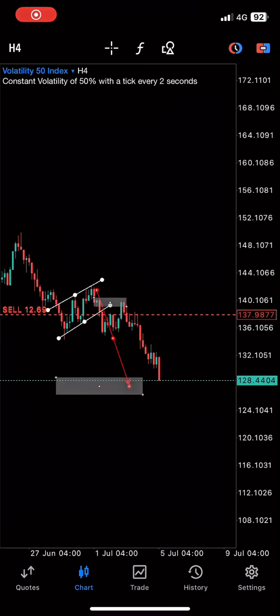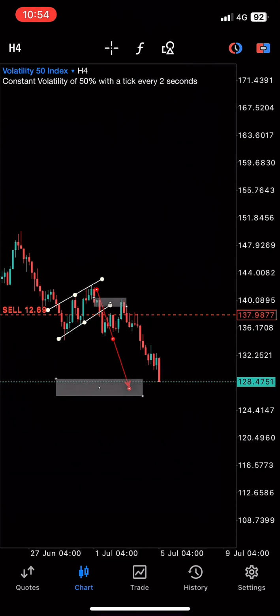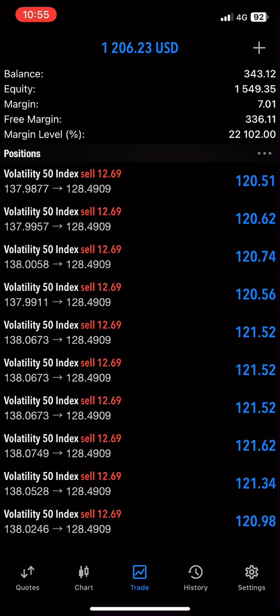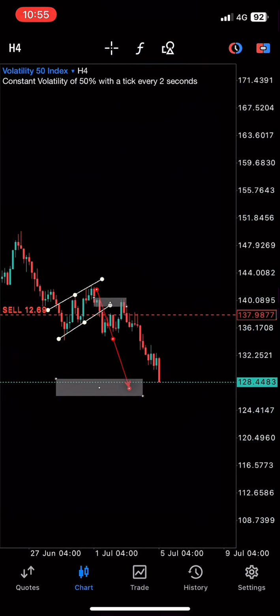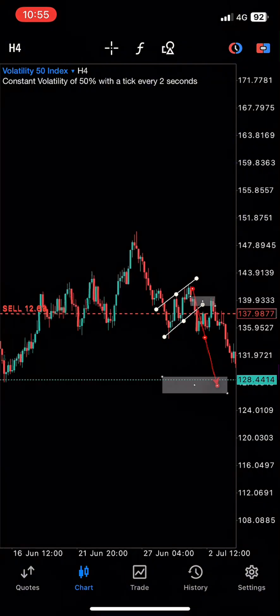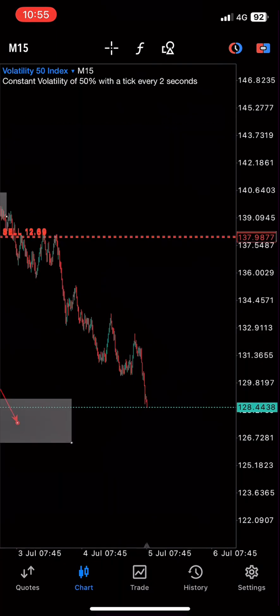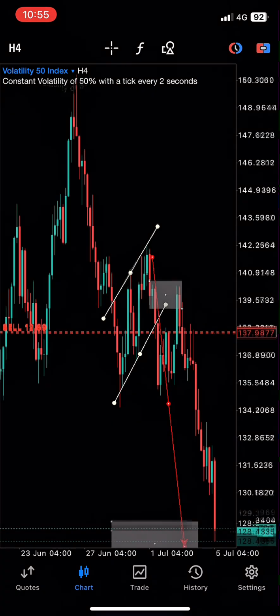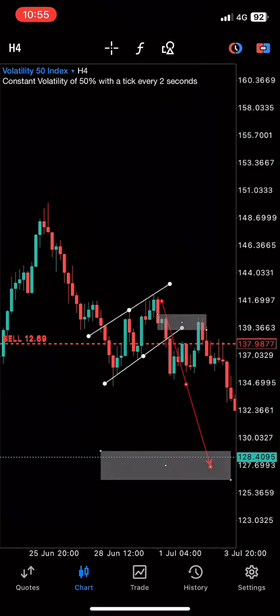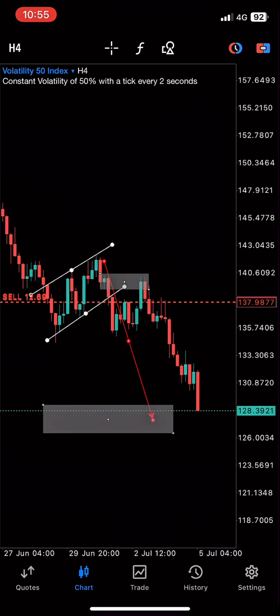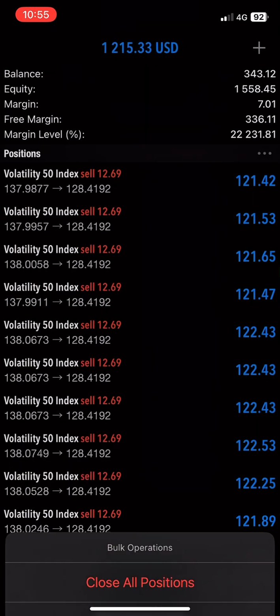So now we see the price reached the shadow zone, and now we're at a profit of $1,200, and our account is now at $1,500. So I think it's now time for us to close, because we have reached our goal and we have grown the account from $45 to $1,500. So that's how I was able to grow this small account to $1,500.